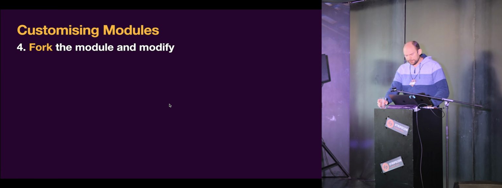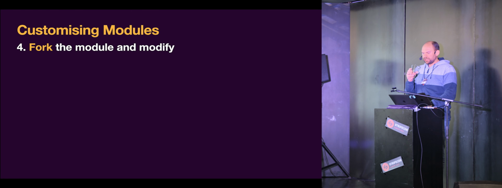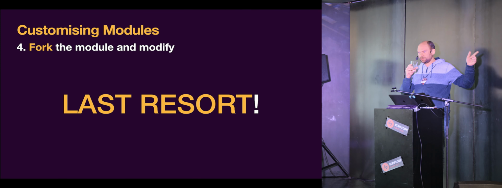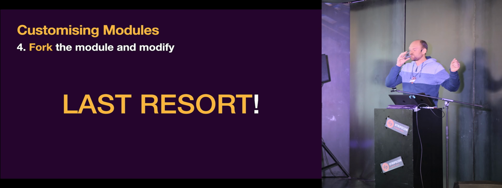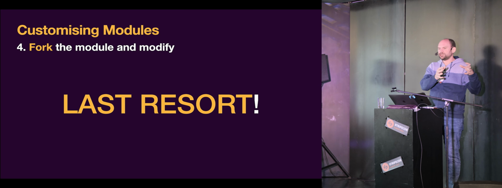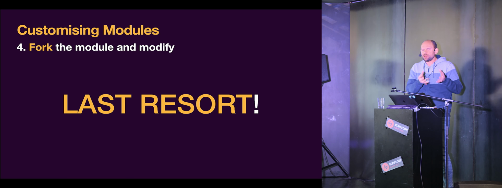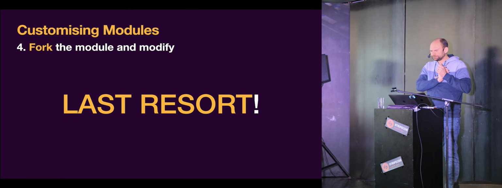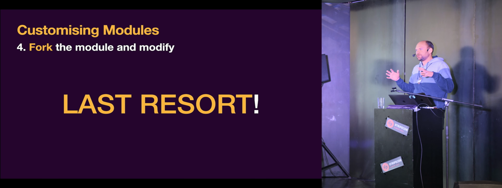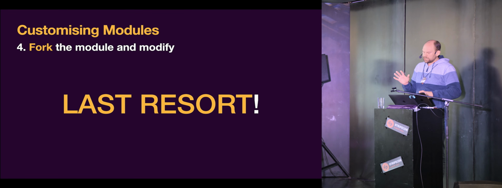The fourth and final way to customize someone else's module is to fork it and just modify it. But this should only be used as an absolute last resort. Because if you do this, you're effectively creating a completely separate copy of the module, you're making your changes, and they're not being contributed back into the original module. You then have to make sure that any updates to the original module get merged into your module. So it does give you complete control to do whatever you want with that module, but should be the last resort.